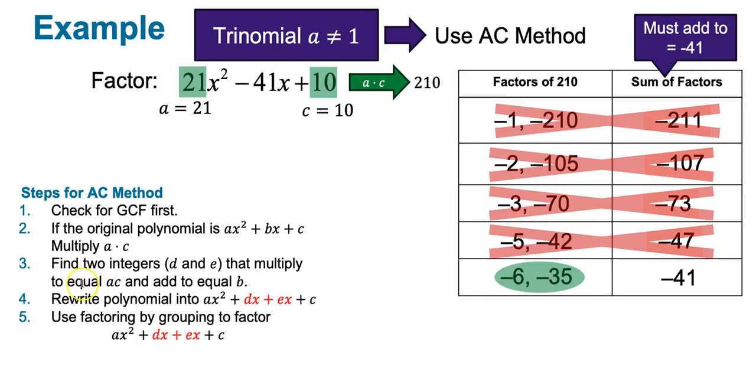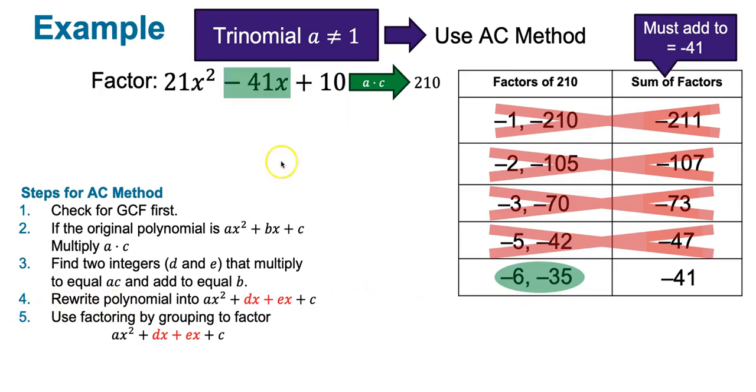This completes step 3. Now we move on to step 4. If this was the easier case of trinomial factoring when a equaled 1, we would basically be done. Our factorization would just be these two numbers with the variables. But this is the more difficult case. We're not done. We move on to step 4.